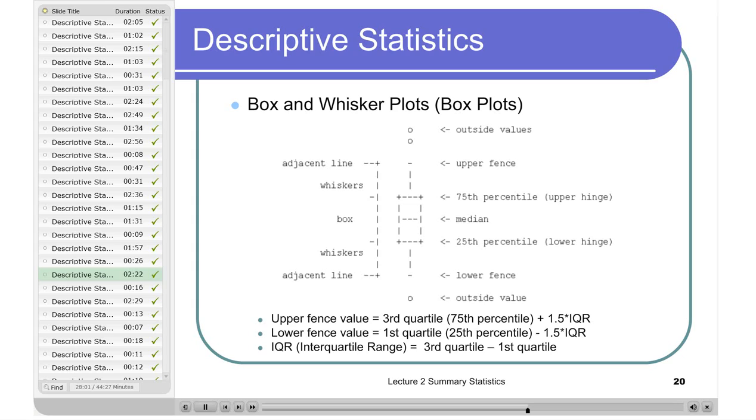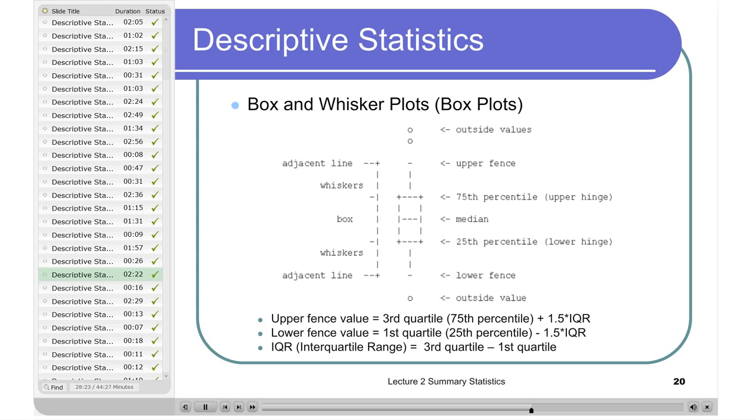Alright, well, once we've set up our box, we need to figure out how to draw our whiskers. Now, you'll notice that the whiskers extend to a point called the upper fence. The upper whisker extends to a point called the upper fence, and the lower whisker extends to a point called the lower fence. So we would like to be able to figure out where those are located.